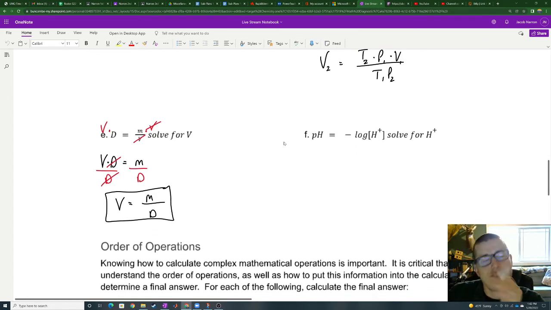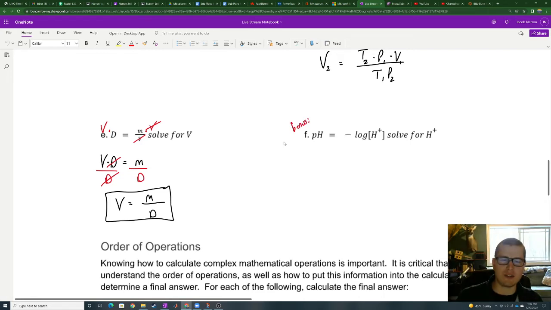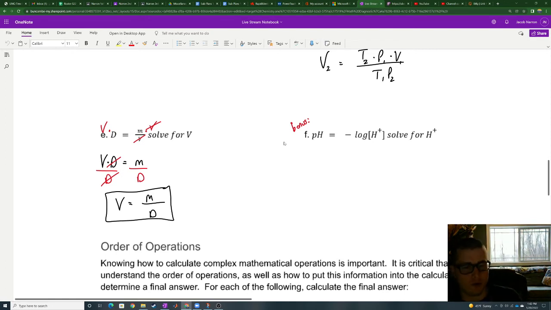All right, let's look at F. I'll just spoil for you, this is pretty advanced. Think of this almost like a bonus equation. If you were looking at this and you're like, oh, do you divide over the log? No, you don't. The good news is this is actually on the equation sheet, so this was just for fun. If we're trying to solve for H plus, the first thing I want to do is multiply both sides by negative 1. I want to transfer that negative over so that the negative in front of the log turns into a positive log. So I end up getting negative pH is equal to log of concentration of H plus.